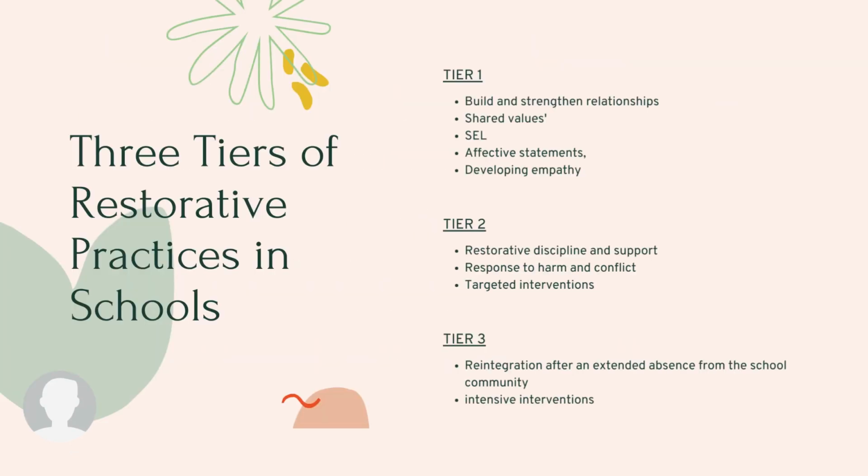There are three tiers of restorative practices in schools. In this presentation, we'll focus on Tier 1 circles in order to build and strengthen relationships among students. Tier 2 and Tier 3 circles require additional steps in order to ensure that no additional harm is caused to students who participate in the circle.